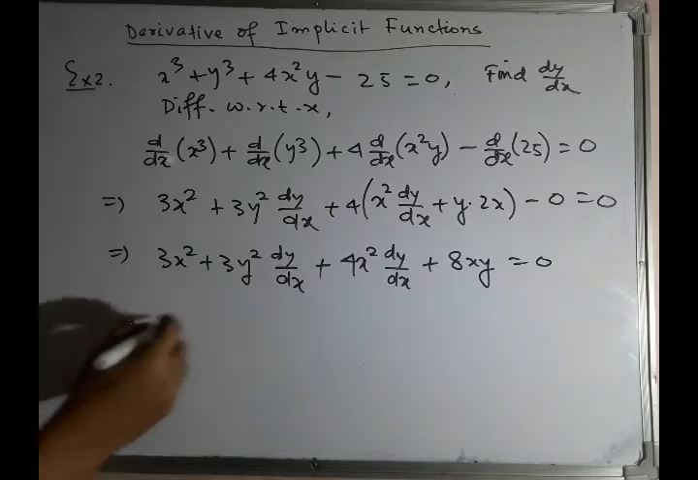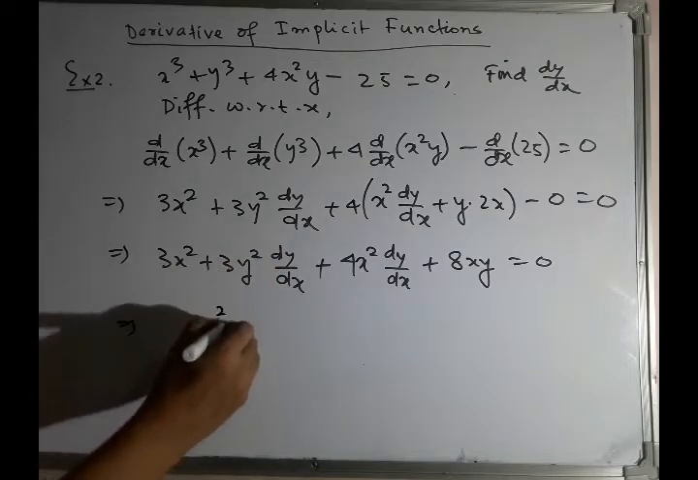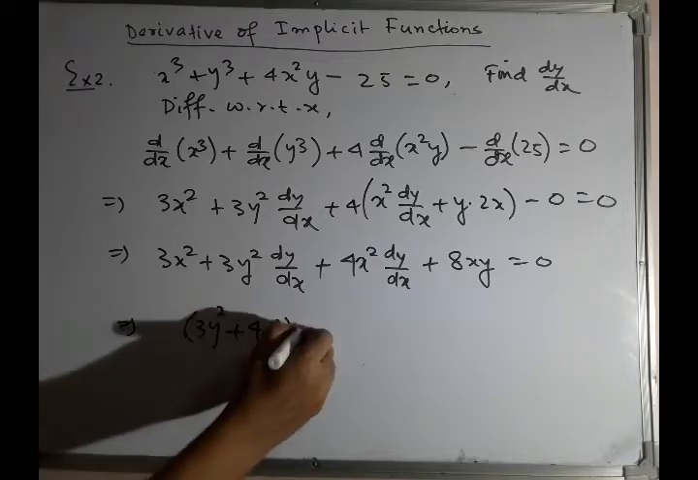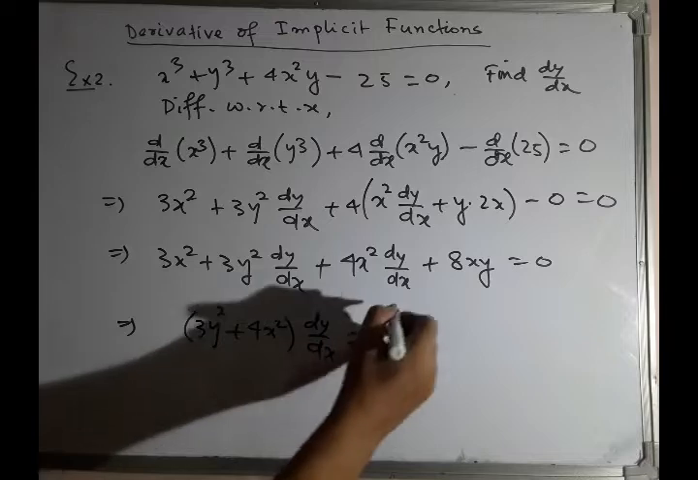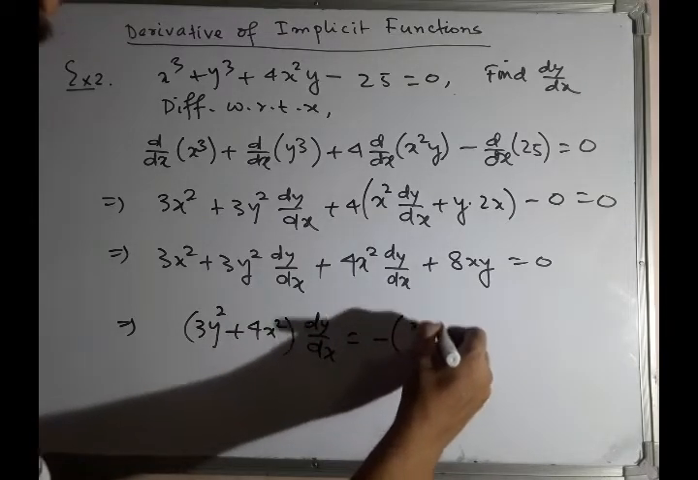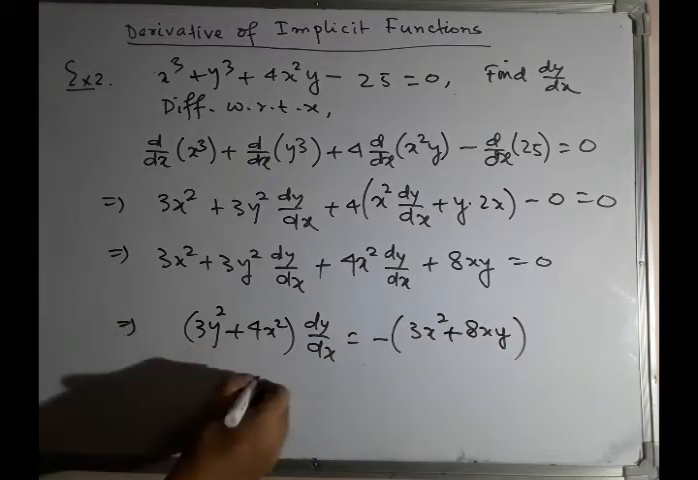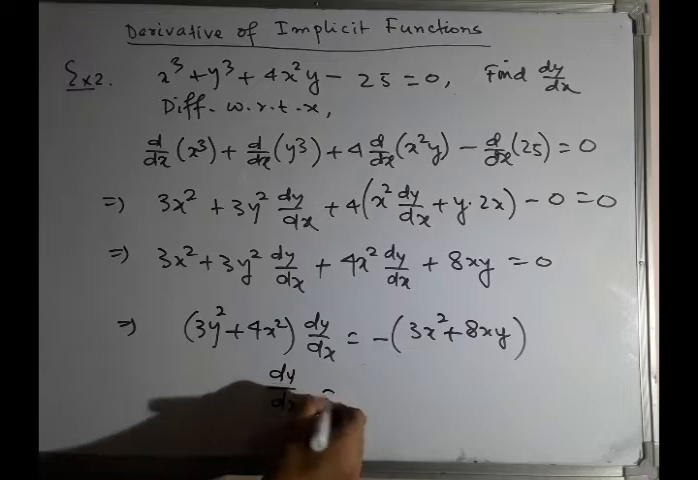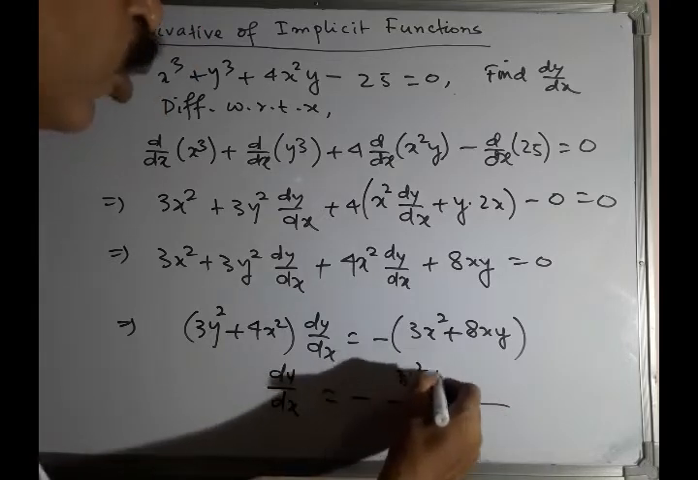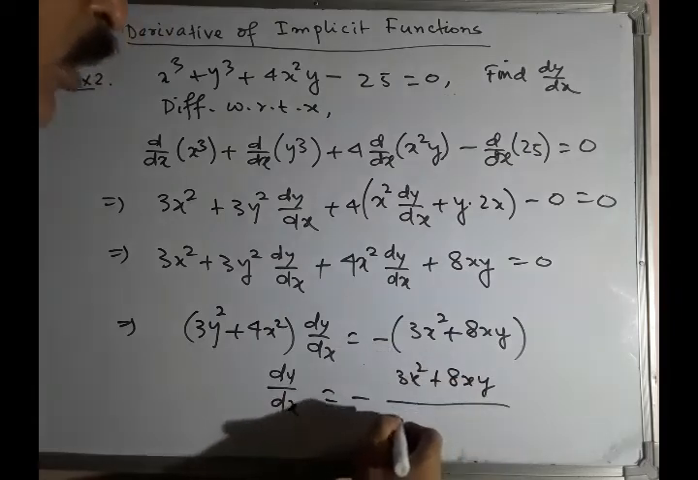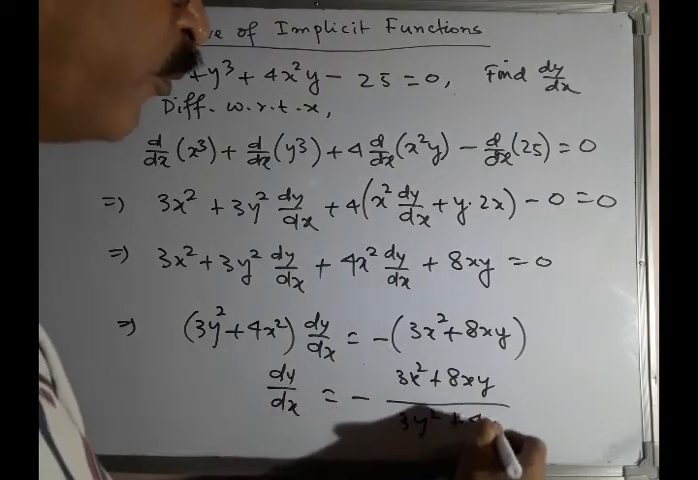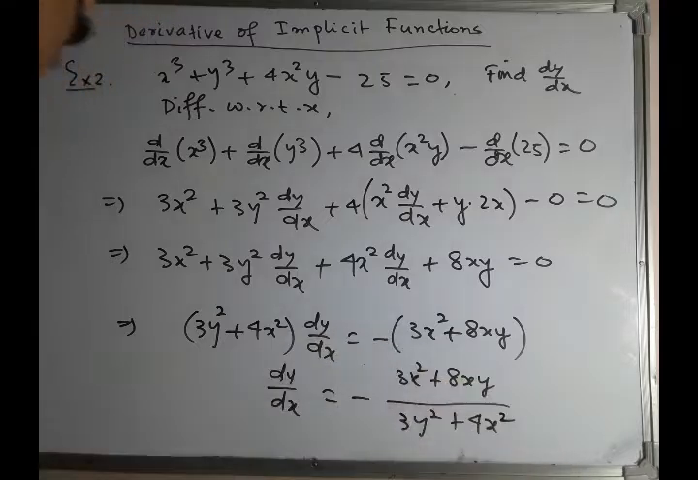So therefore what are we getting? (3y square plus 4x square) dy by dx equal to minus (3x square plus 8xy). Final answer: dy by dx equal to minus of (3x square plus 8xy) divided by (3y square plus 4x square). So this is the final answer. Example number 2 is done. Now we are starting example number 3.